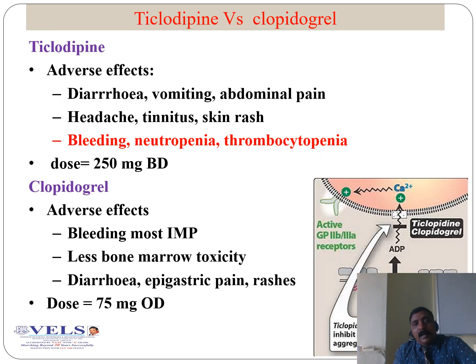Ticlopidine versus clopidogrel. Adverse effects of ticlopidine are diarrhea, vomiting, abdominal pain, headache, tinnitus, skin rash, bleeding, neutropenia, and thrombocytopenia. Dose is 250 mg BD. In case of clopidogrel, bleeding is the most important, with less bone marrow toxicity, diarrhea, epigastric pain, and rashes. Dose is 75 mg OD.